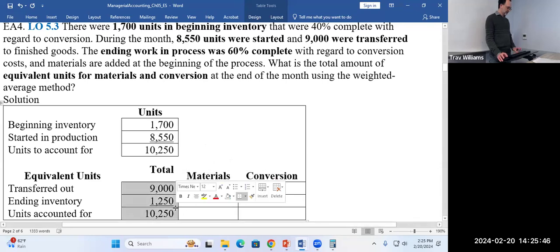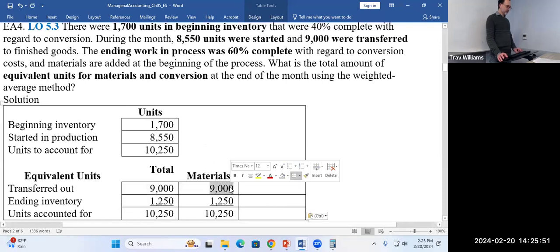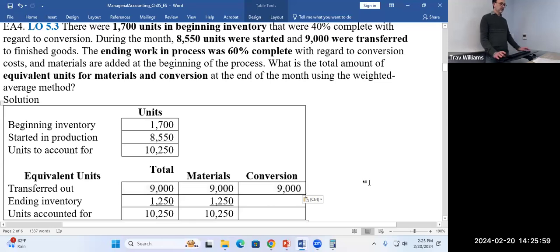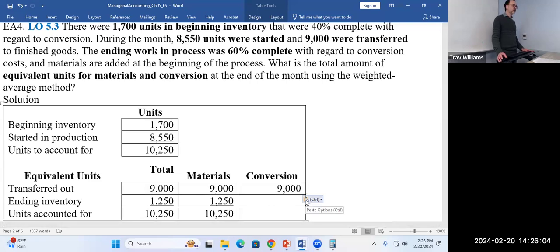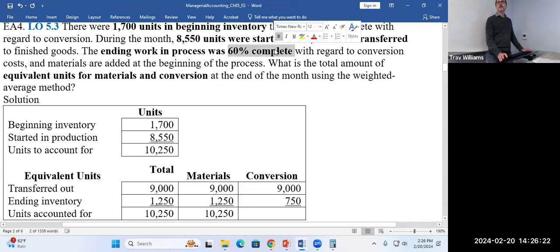And then the materials column is going to be the same. Conversion transferred out is going to match the other columns, right? So it's the same number all the way across. And then what is our ending inventory equivalent units for conversion? 750? Okay. How'd you get that, Emma? Well, times 60%. Exactly, the 1,250 that were in process still times the 60% completion.